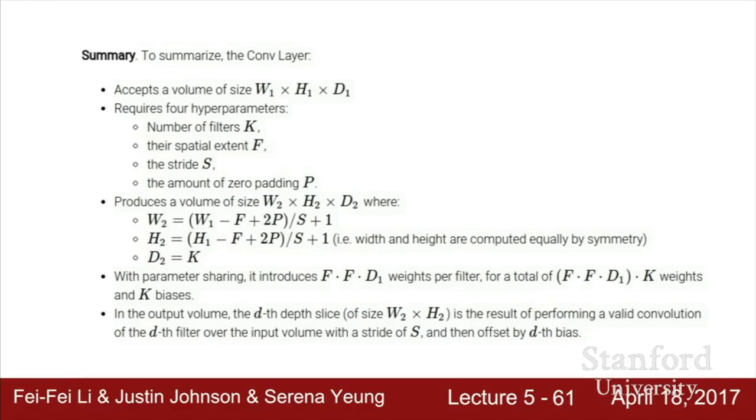Okay, and so here's just a summary of the convolutional layer that you can read more carefully later on. We have our input volume of a certain dimension, and we have our filters, where we have the number of filters, the filter size, the stride, and the amount of zero padding. You can use all of these, and go through the computations that we talked about earlier, to find out what your output volume is going to be and how many total parameters you have.